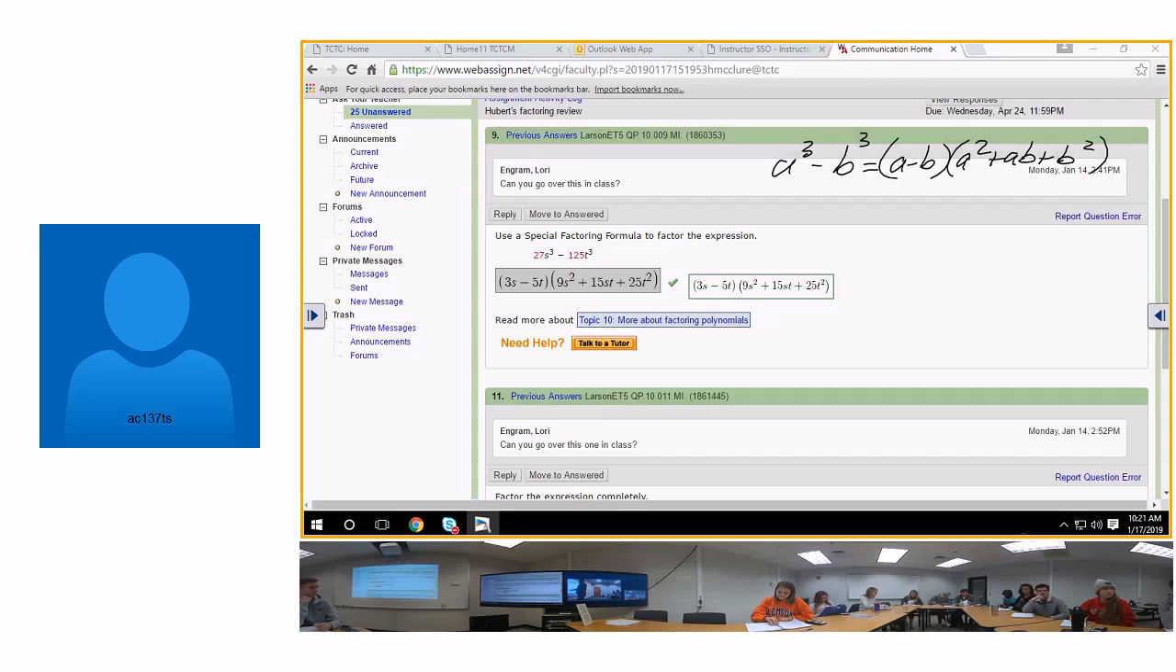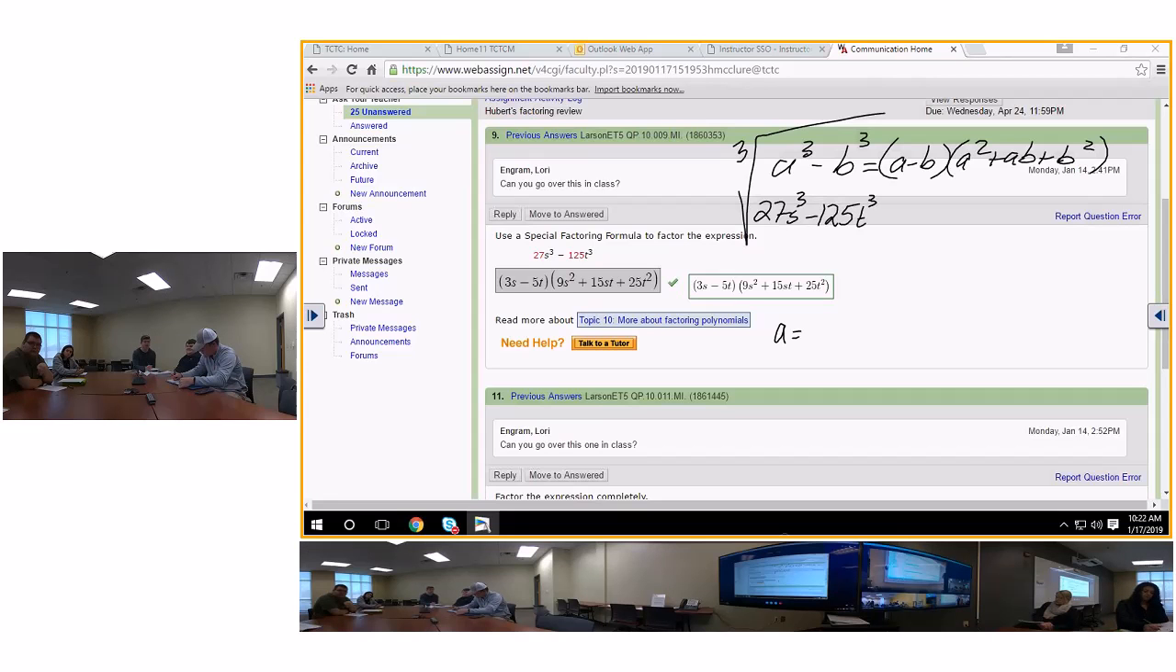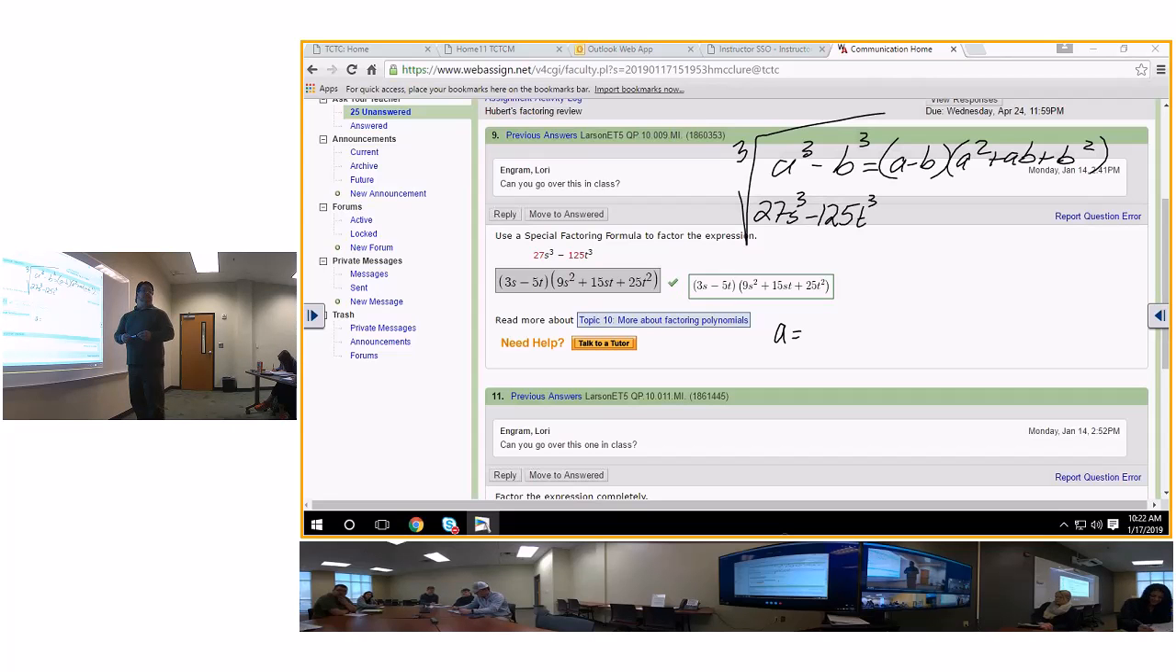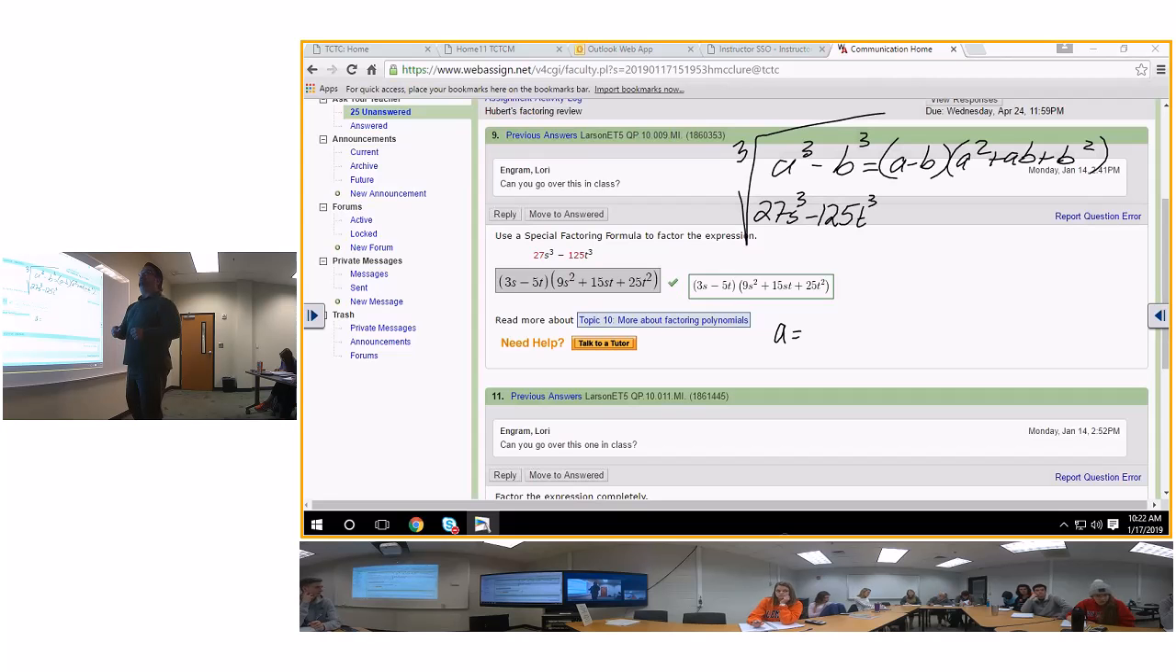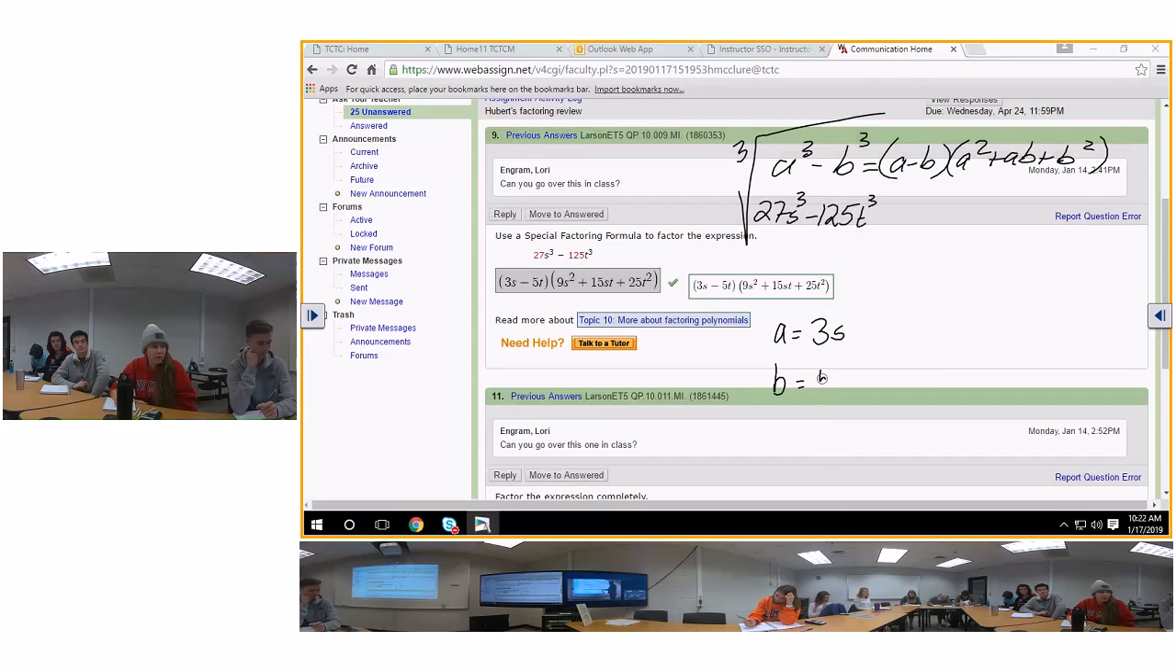All right, so let's put this under this: 27S cubed minus 125T cubed. And over here, I need A and B. I don't need A cubed and B cubed. So I'm going to take the cube root of everything. And that's going to give me A is equal to what? I'm asking y'all for feedback. That's not rhetorical. A equals 3S. Good job. And what's B equal to? Negative 5T. No, just 5T.